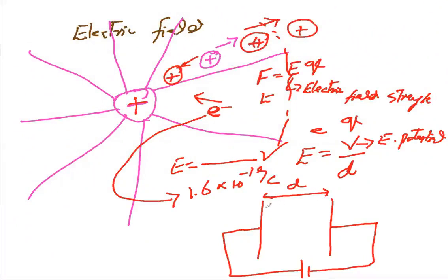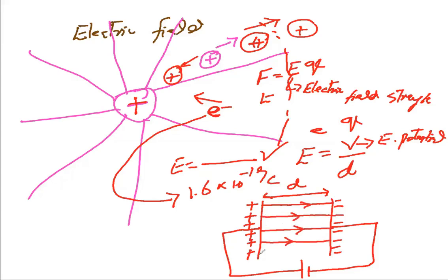Then the electric field strength. This one is positive, so here I will have positive charges, and this is negative, so here I will have negative charges. And we know that the electric field moves from positive toward negative. So if you want to find this electric field, then you will use that formula, and your electric field will be equal to V divided by D. D is the distance between these two plates, and V is the electric potential.